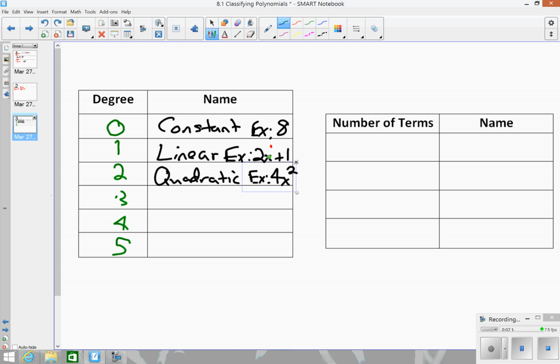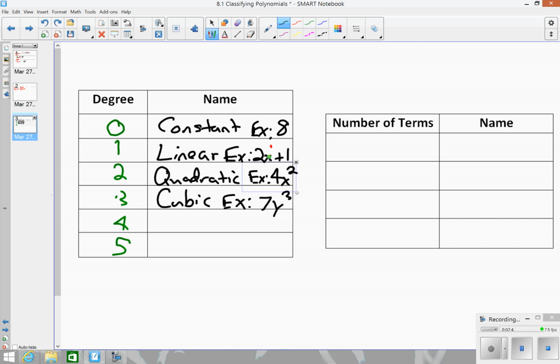4x squared, right? So I had 4x, and that's raised to the 2nd power. Good. So now if I had a degree of 3, that would actually be called a cubic. Okay, cubic. Now an example would be anything really raised to the what power do you think? 3. Good. So if I had like 7y cubed, right? That would be an example.